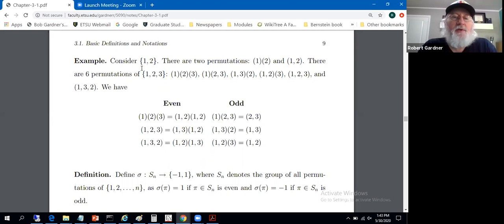But excuse me, consider the set 1 and 2. You got 2 permutations on that set. The identity permutation, 1 is fixed and 2 is fixed, and the transposition 1, 2. You interchange the elements or you leave them where they are. Easy for a set of size 2. How about a set of size 3? 1, 2, 3. You could leave 1, 2, and 3 fixed. You could fix 1 and interchange 2 and 3. You could fix 2 and interchange 1 and 3. You could fix 3 and interchange 1 and 2. Or you could cycle them around. 1 goes to 2, goes to 3, and there's a different cycle that maps sort of in the reverse order. 1 goes to 3, goes to 2, goes back to 1.